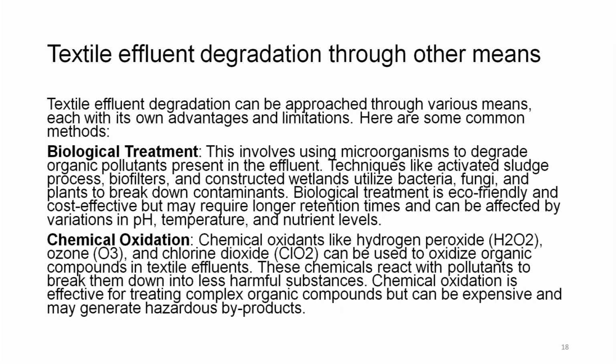Chemical oxidation. Chemical oxidants like hydrogen peroxide, ozone and chlorine dioxide can be used to oxidize organic compounds in textile effluent. These chemicals react with pollutants to break them down into less harmful substances. Chemical oxidation is effective for treating complex organic compounds, but can be expensive and may generate hazardous byproducts.